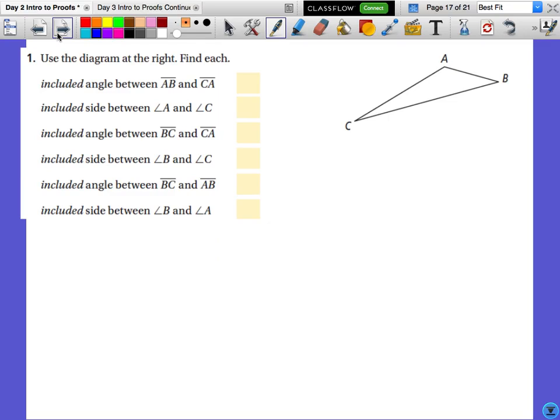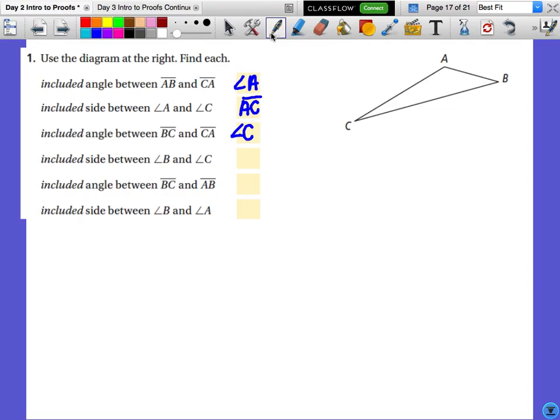So let's practice a little bit here. If we're looking at segment AB and CA, what angle is in the middle? Angle A. If we're talking about angles A and C, what segment is in between them, or included? AC. If we're talking about BC and AC, we're talking about angle C. And so on and so forth.